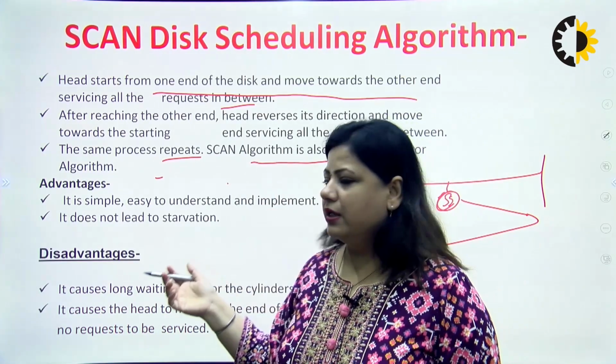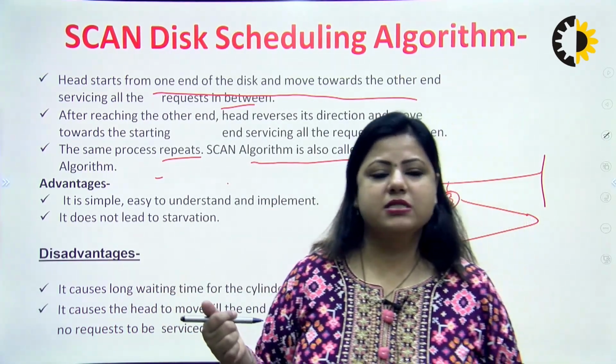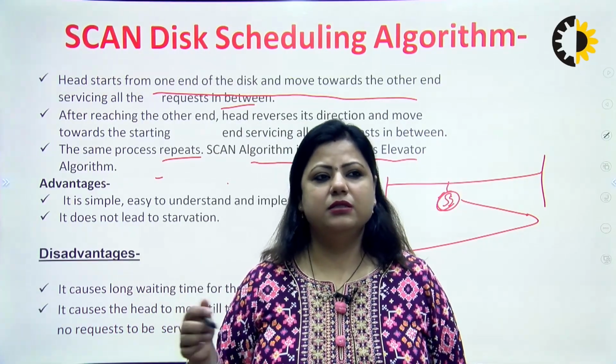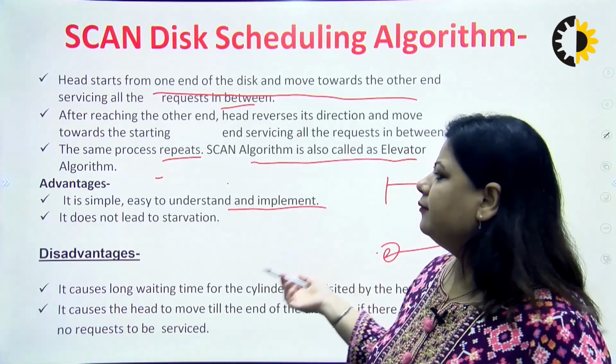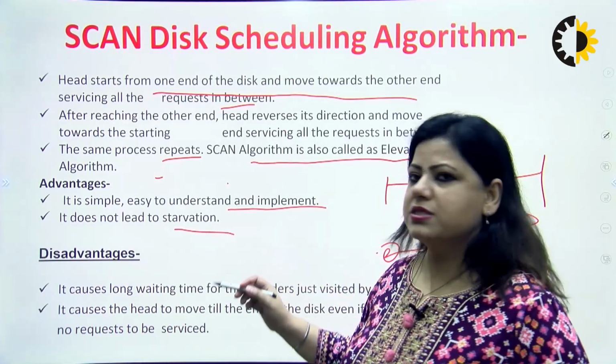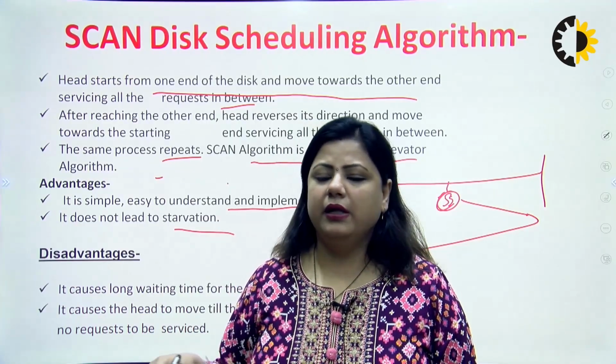Sometimes a question may be asked, like, explain the elevator algorithm. So what are the advantages? Basically, there are some advantages of the SCAN scheduling algorithm: it has better performance than SSTF, it is simply easy to understand and implement, and it does not lead to starvation. There will never be a starvation condition like FCFS.